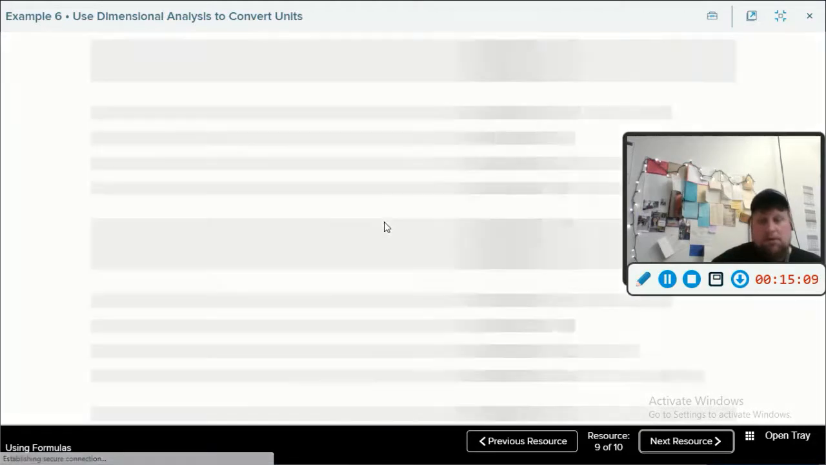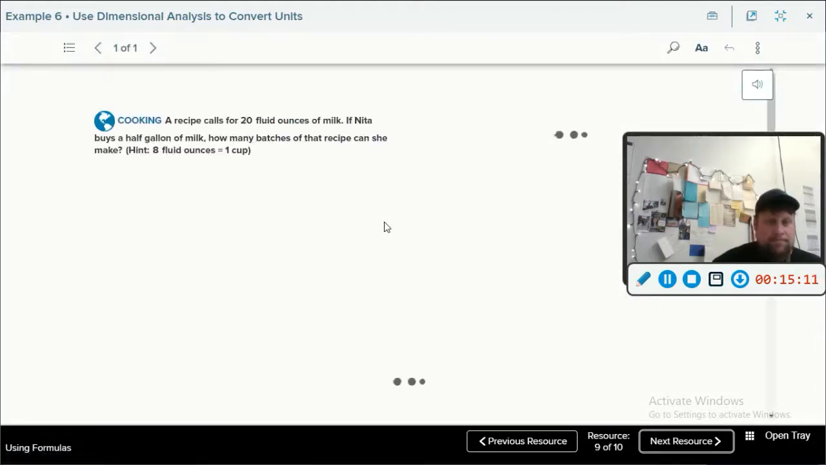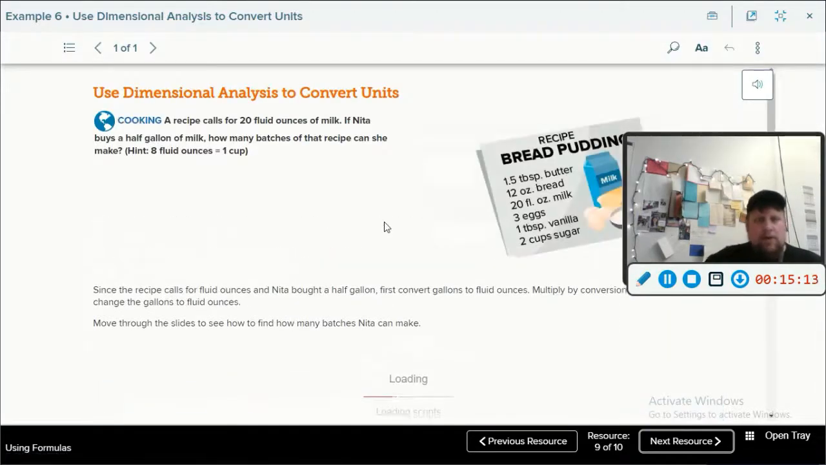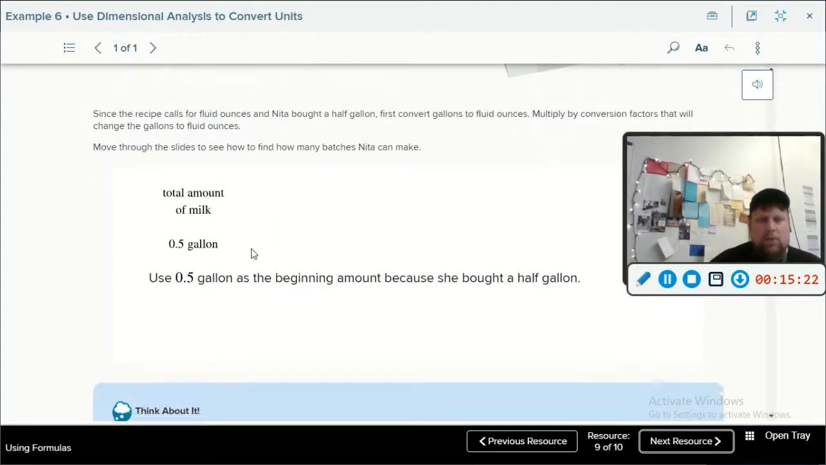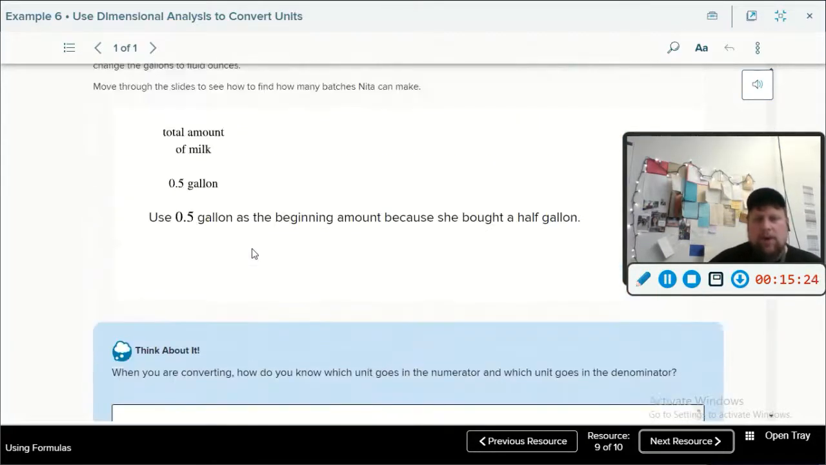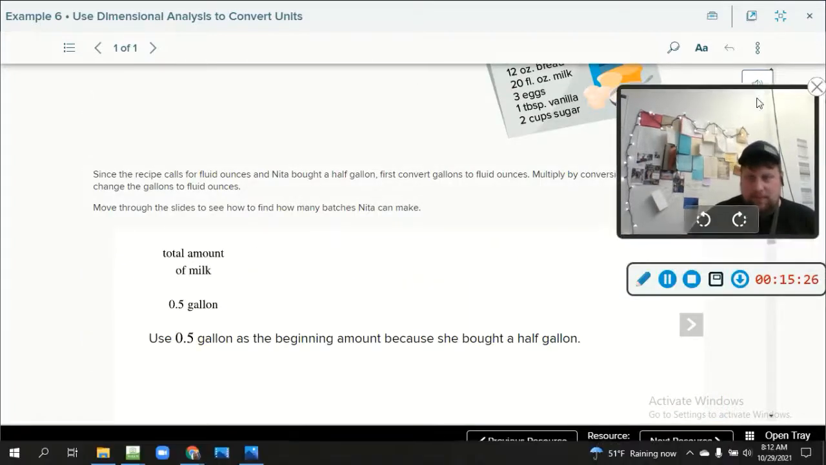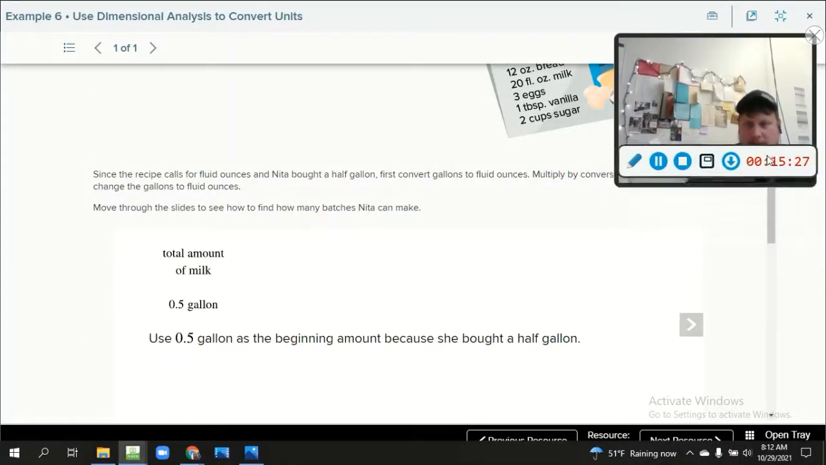Boom, boom, boom. We're going to look at a little word problem. It says a recipe calls for 20 fluid ounces of milk. If Nikita buys a half gallon of milk, how many batches of that recipe can she make? 8 fluid ounces is 1 cup. So here's how we would go through this. Move this up. It actually works it out for you.